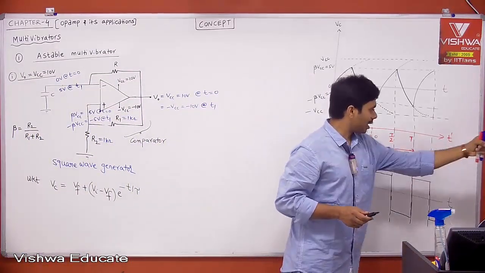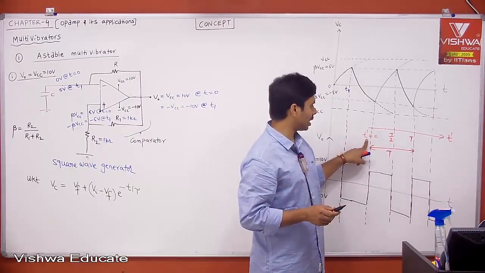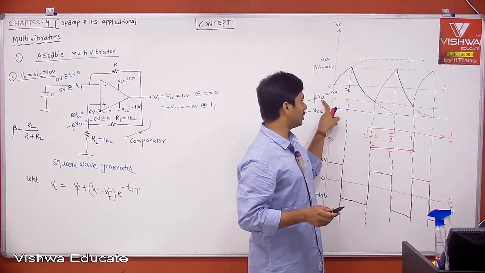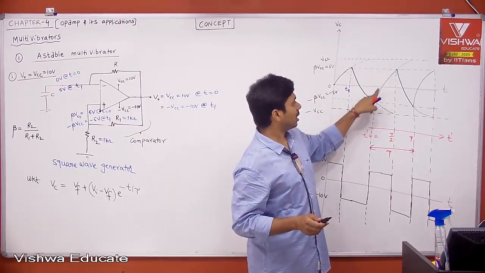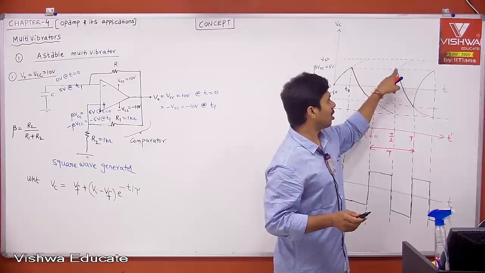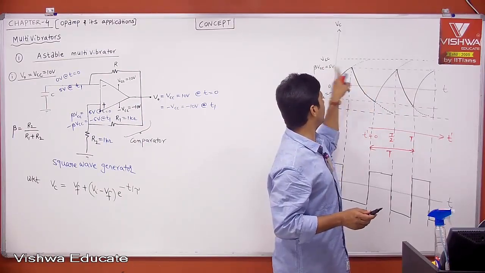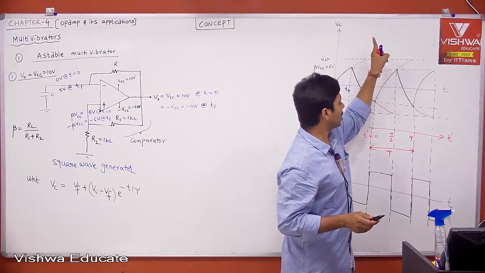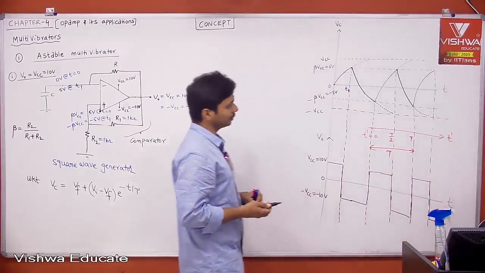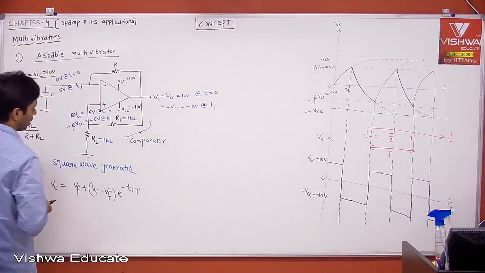Now you have to take new time axis. This is my new time, t dash is equal to 0. At that time, what is initial voltage? Minus beta Vcc, right? Then it is trying to charge to your Vcc. But something is triggered, your output is changing suddenly. Once it crosses your beta Vcc, then your capacitor is trying to charge to minus Vcc. Therefore, this is continuing. This is the capacitor, okay?